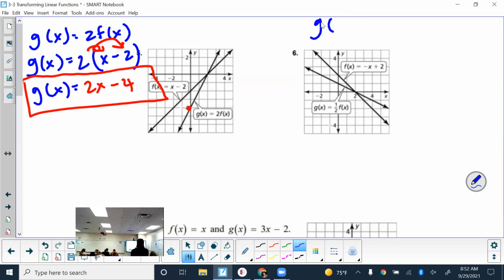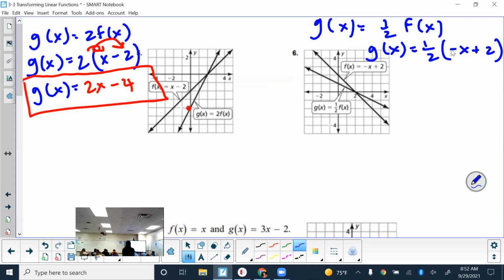All right, number 6. g of x is 1/2 of f of x. Is that being done to the input or the output? To the output, because it's not inside the parentheses. So it's going to be 1/2 times whatever f of x equals. What does f of x equal? Good. And then again, how can I make it look like slope-intercept form? Distribute. So what is 1/2 times negative x? And then 1/2 times 2.